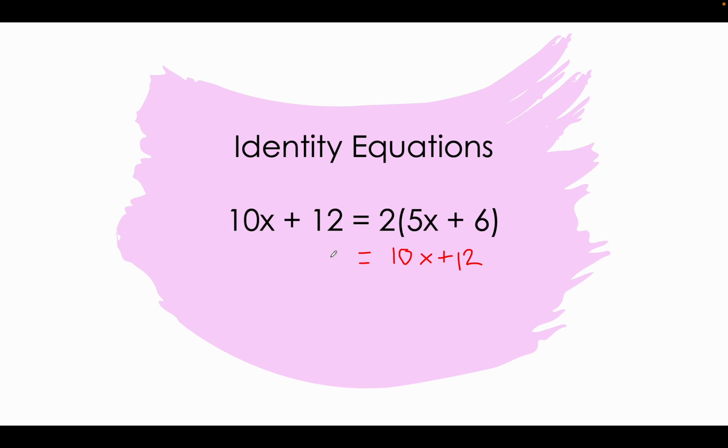And let's take it all the way out so you can see it. I'm going to take my numbers and put them on this side and my letters on that side. If I subtract 12 from this side, and I subtract 12 from this side, I now have 0. And then if I subtract 10x from this side, and I subtract 10x from this side, I am left with 0. And it is a true statement that 0 equals 0.